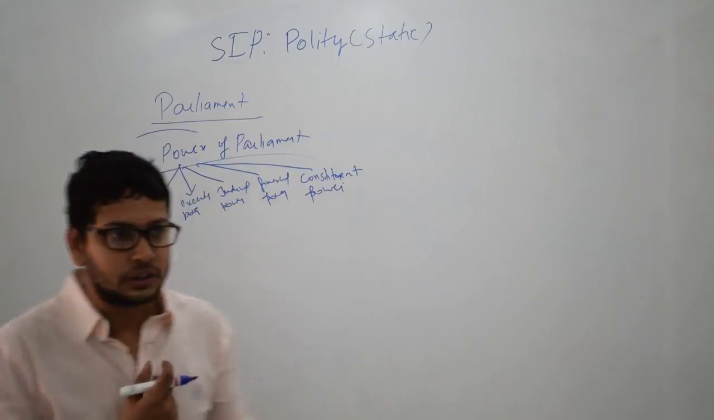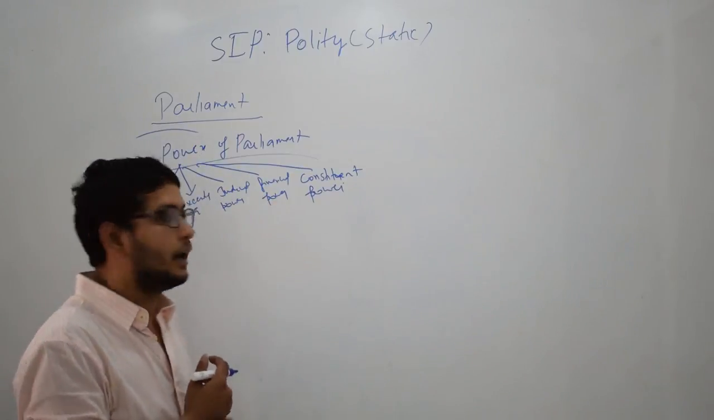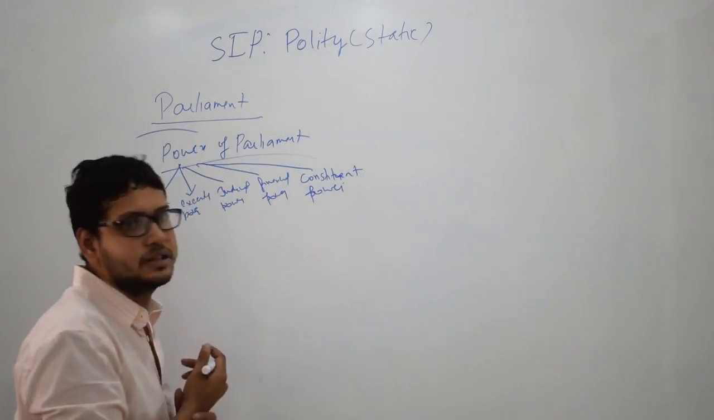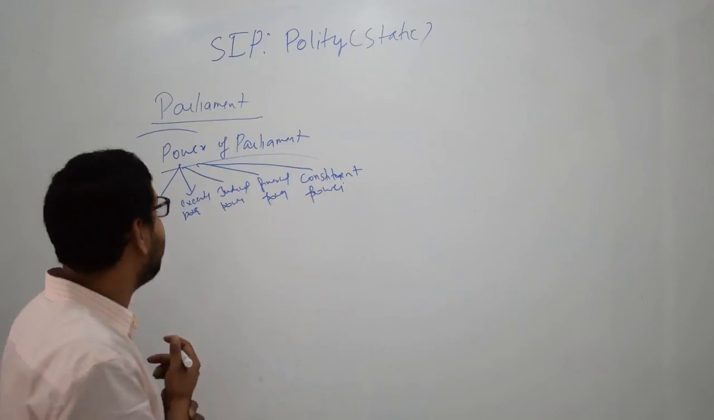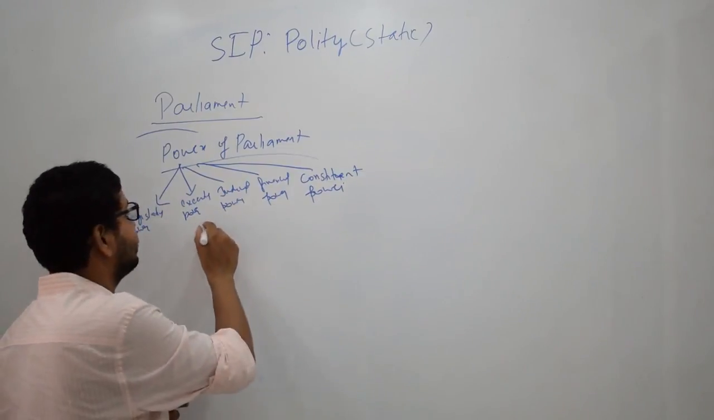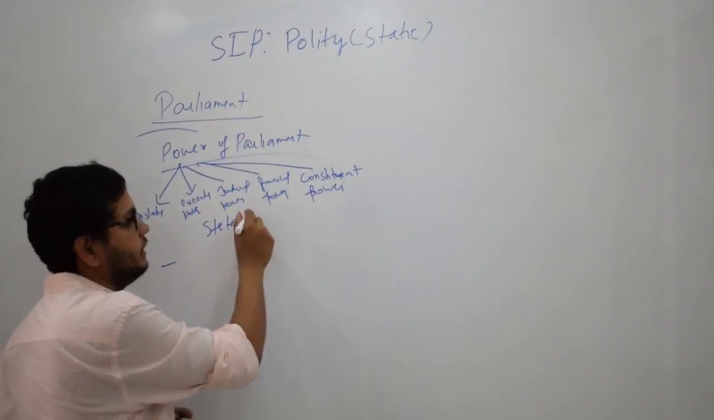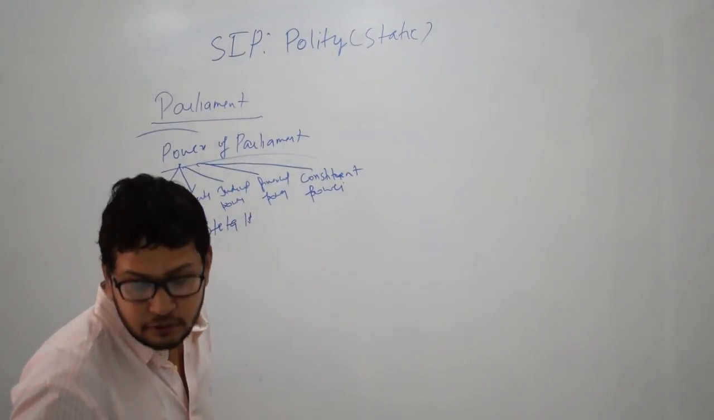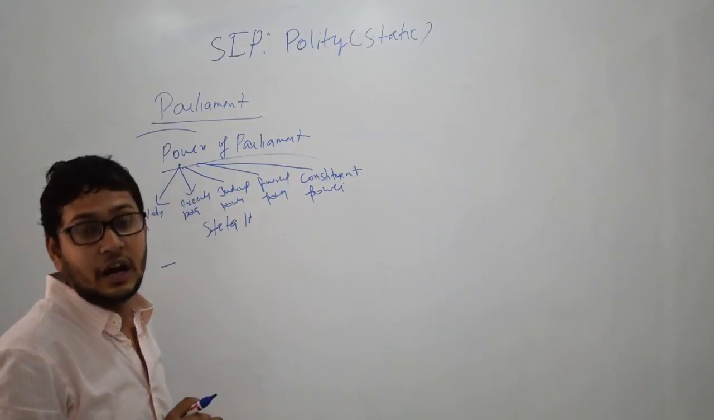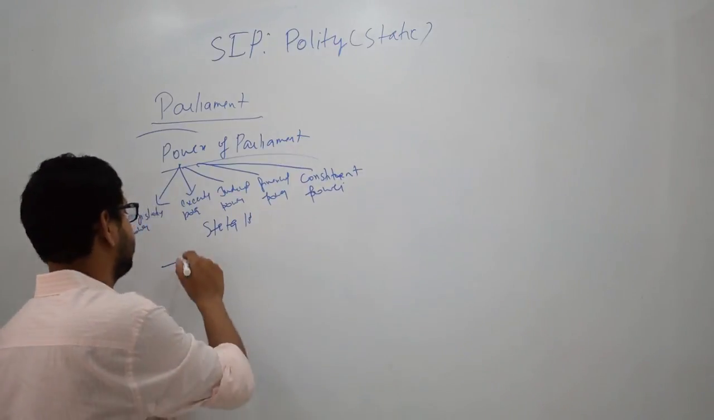Also, the Constitution has provided that under five circumstances, the Parliament can make laws even on subjects of the State list. And what are these five criteria? First is when Rajya Sabha passes a resolution under Article 249.